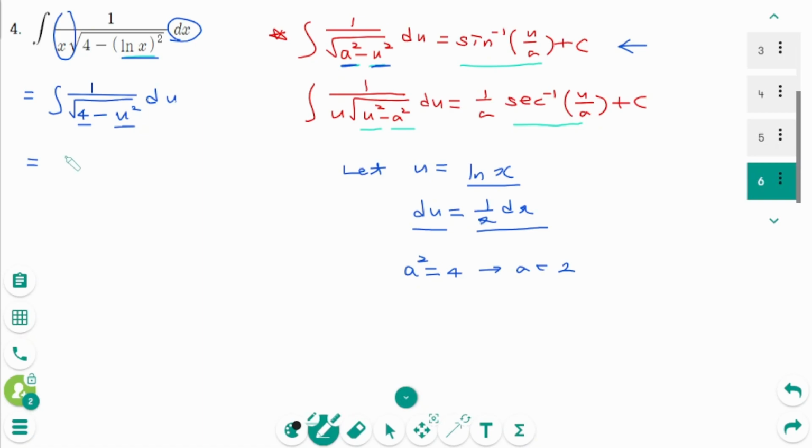The answer is arcsine of u over a, which is 2, plus c. The final answer is arcsine of u, which is ln x, over 2 plus c.